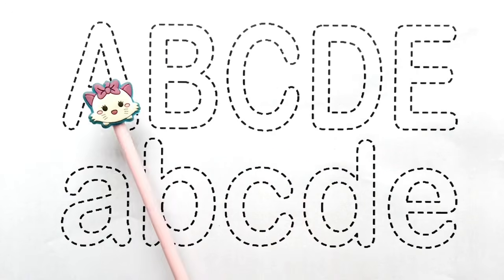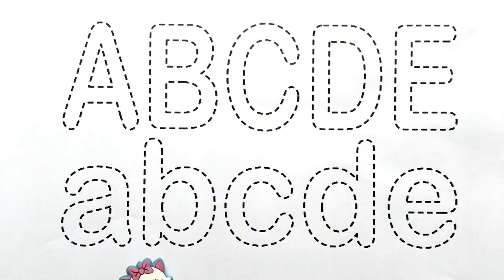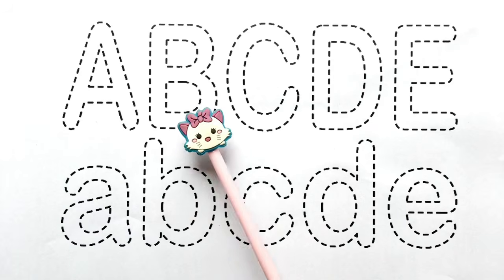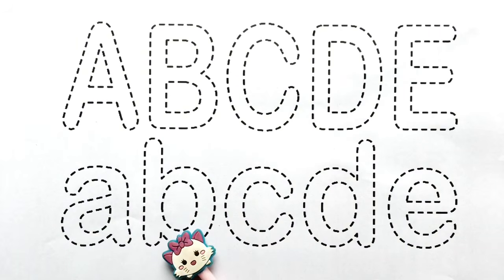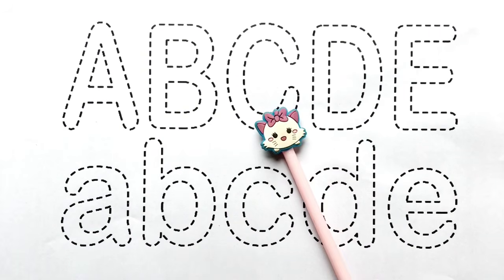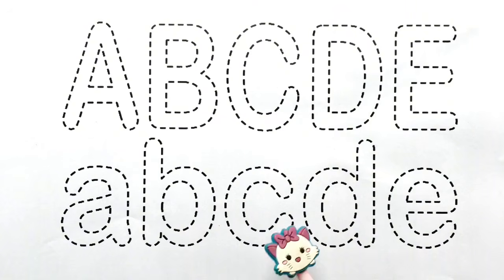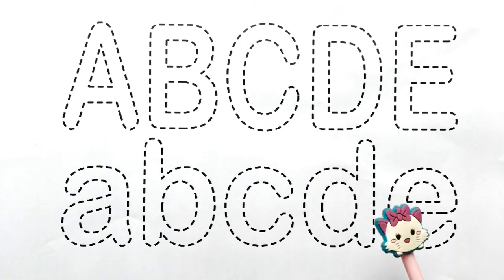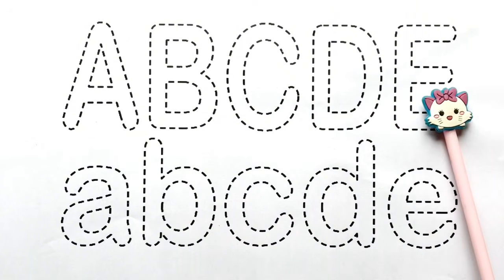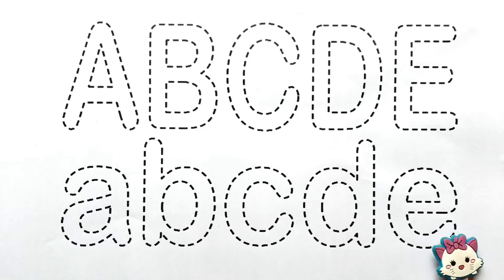I learned uppercase letter A, lowercase letter A. Uppercase letter B, lowercase letter B. Uppercase letter C, lowercase letter C. Uppercase letter D, lowercase letter D. Uppercase letter E and lowercase letter E. Let's draw.